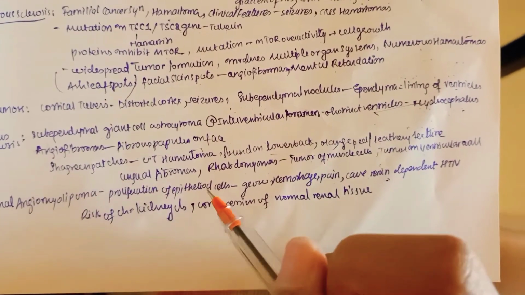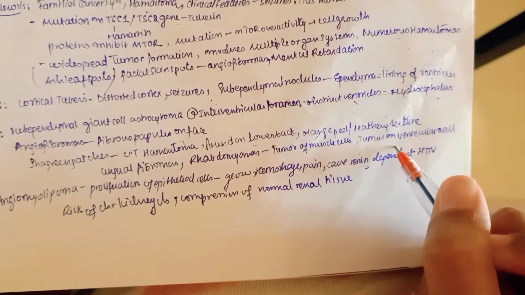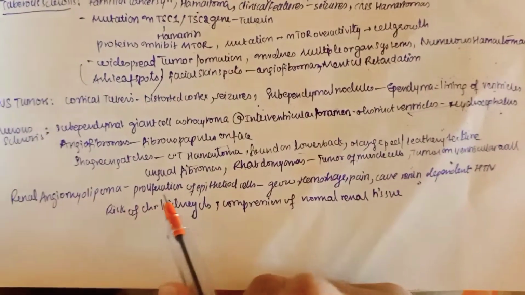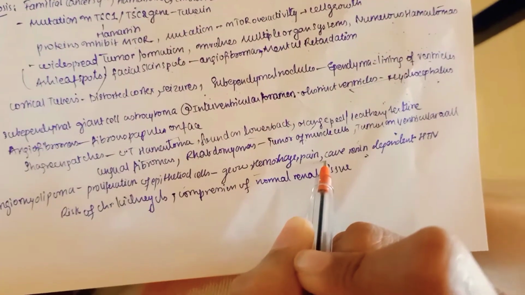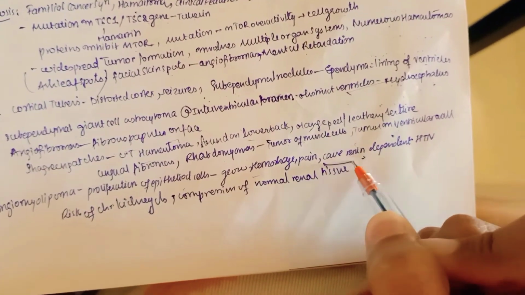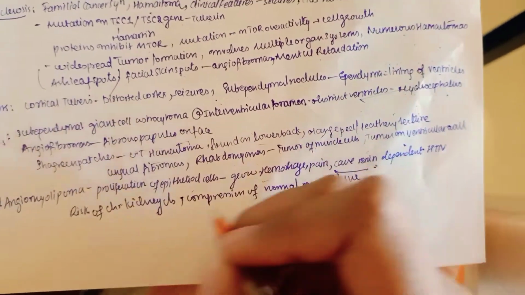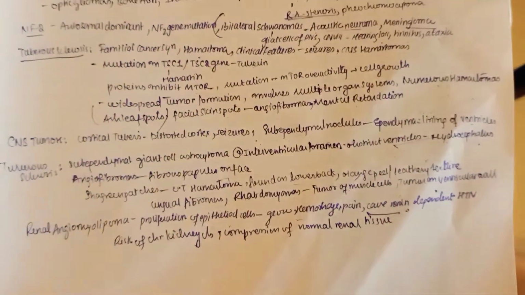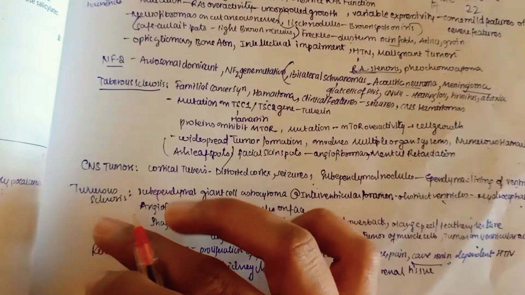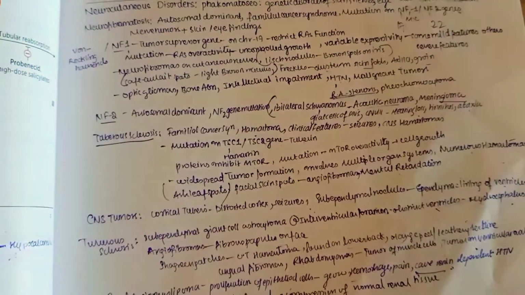There are ungual fibromas, rhabdomyomas, that is tumors of muscle cells, tumors of the ventricular wall. Renal angiomyolipoma, proliferation of epithelial cells, grows, hemorrhage, pain. They increase renin dependent hypertension, risk of chronic kidney disease, compression of normal renal tissue. All these are seen as part of tuberous sclerosis. So we need to be able to differentiate tuberous sclerosis from neurofibromatosis 1 and neurofibromatosis 2.